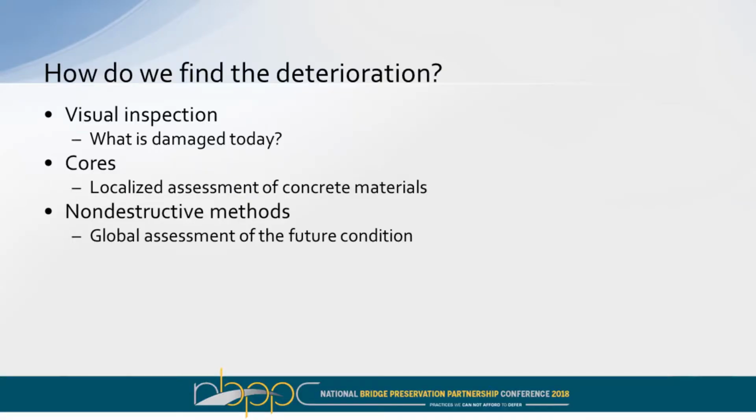So how do we find deterioration in reinforced concrete bridge decks? Well, obviously visual inspection is extremely important, but it's important to understand that visual inspection is telling us what is the damage today. We can also do coring, which is a localized assessment of the concrete materials. We take one core, we know about that location. But we can also use non-destructive methods to get a more global assessment of the deck and identify deterioration that may not be visible. So what is potentially the future condition of the structure? Using these 3 methods together, we can understand what is currently the problem and where the problem is going to go in the future.